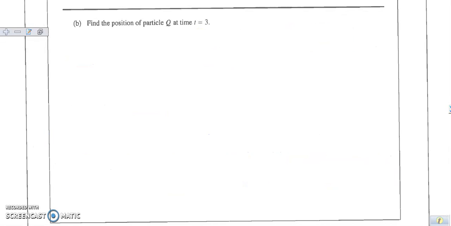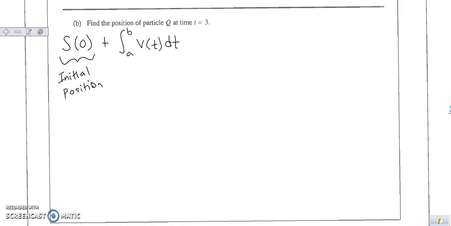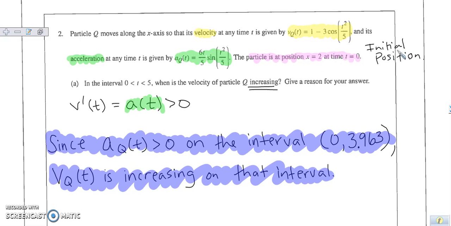Alright, so for B, they want you to find the position of particle Q at time t equals 3. In your foldables that you did in class, I had you write this for final position. I know that it didn't really say find the final position of particle Q, but it kind of goes without saying that they're looking for the final position, especially since at the start of the problem they gave you this initial position. So we're going to have to use that for part B. In other words, S sub 0 equals 2 here.